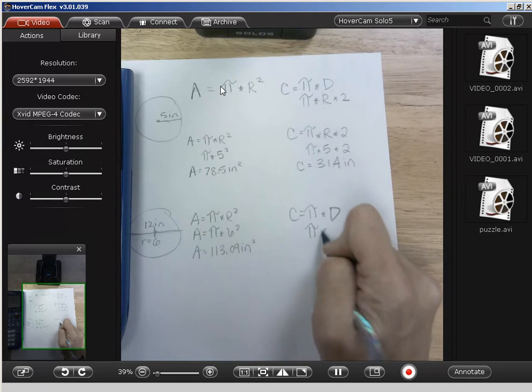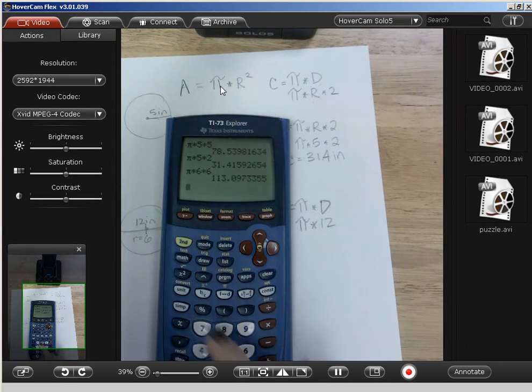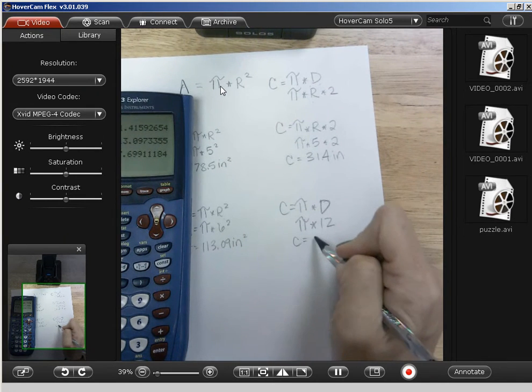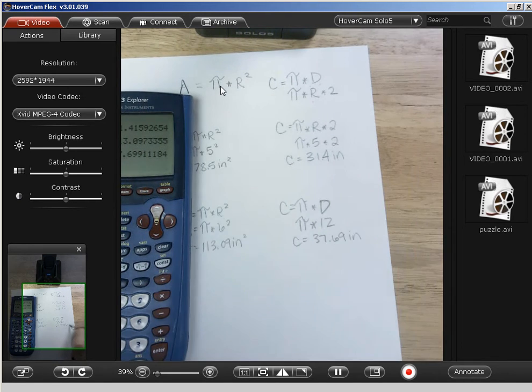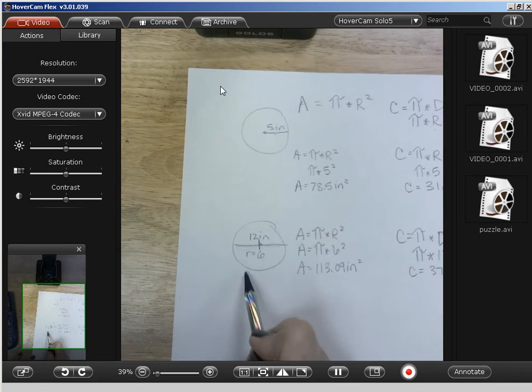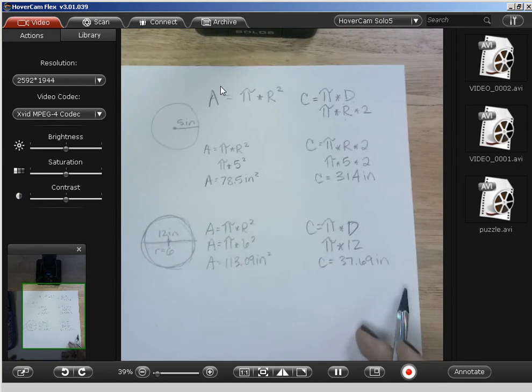Now I'm going to substitute it in. Pi times 12. And then I'm going to calculate it. Pi times 12. And my circumference is 37.69 inches. And again, it's a straight line measurement because we're measuring the outside edge, which is not 2-dimensional, it's 1-dimensional. So I leave my inches plain.